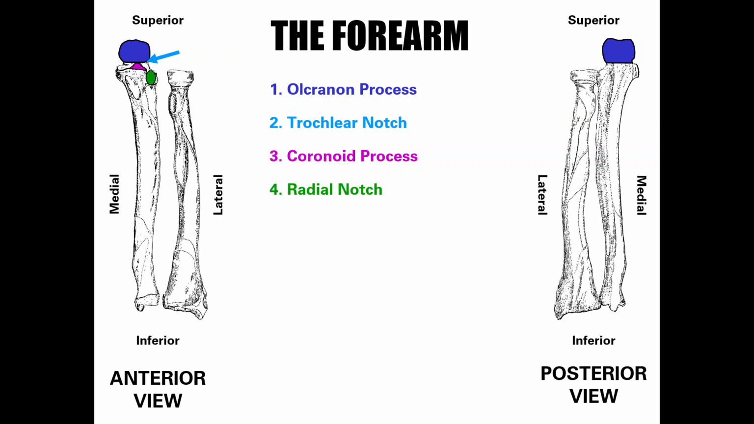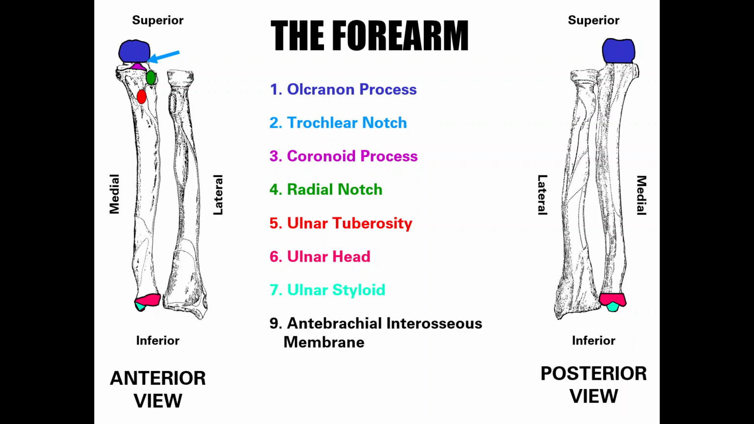On the anterior side, we have the radial notch, on the lateral side, and this notch is where the radial head articulates at the radial ulnar joint with the ulna. On the anterior side, we have the ulnar tuberosity. Distal, we have the ulnar head with the ulnar styloid. Between these two bones, keeping them together, is the antebrachial interosseous membrane. So that's indicated with the number 9.